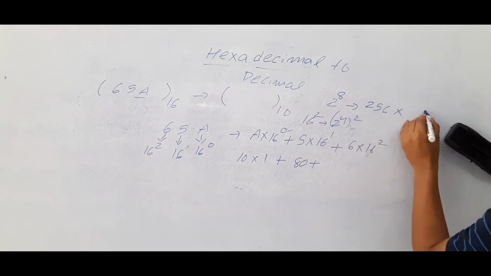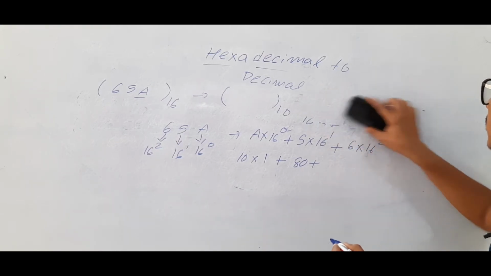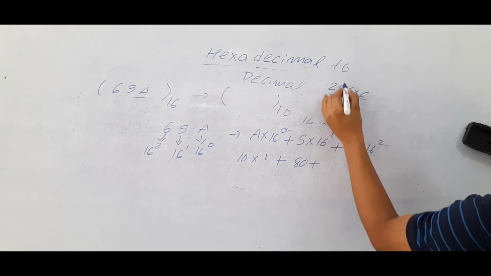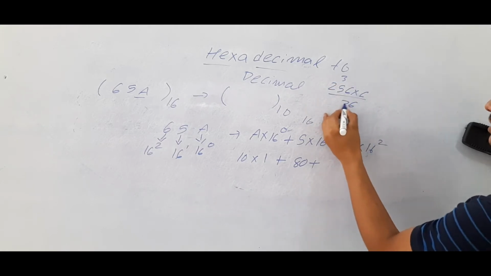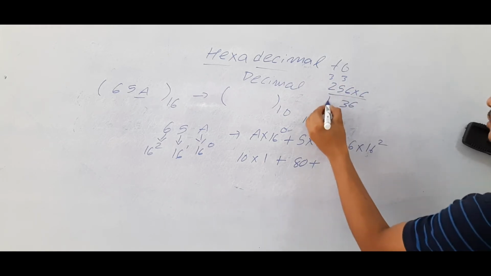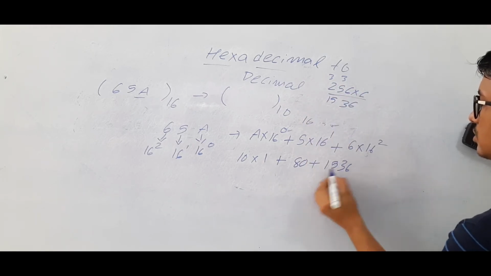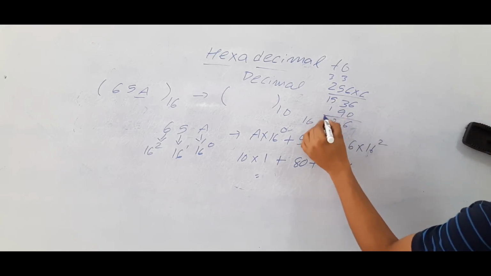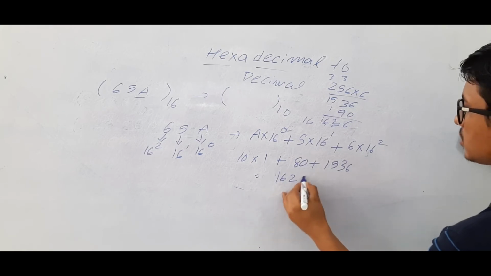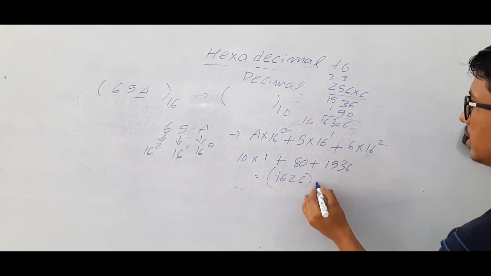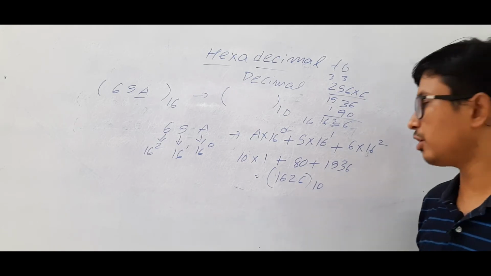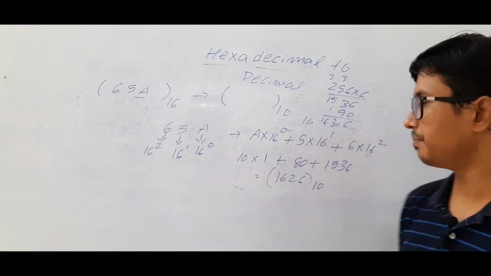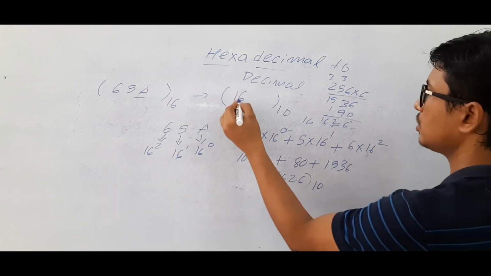So 256 into 16. Sorry, 256 into 6 if I do it, what will I get? 6 6s are 36, you keep it. 6 5s are 30. 6 2s are 12, so you get 1536. So if you add 90, you get 1626. So this is the decimal number for the equivalent hexadecimal number 65A. So the value is 1626.